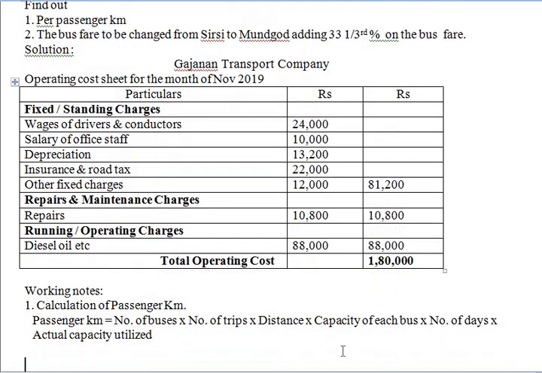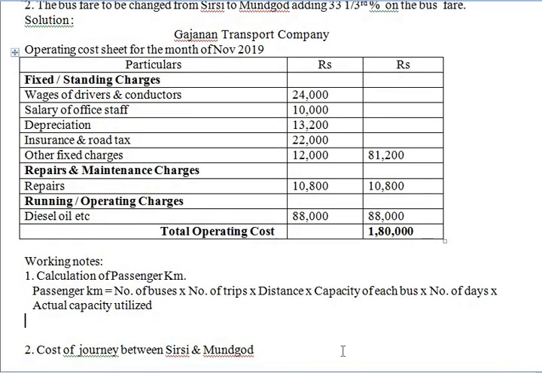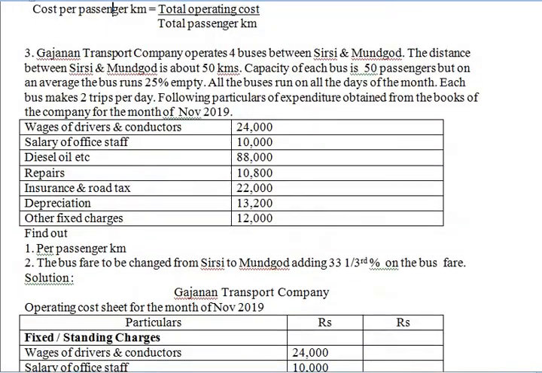Okay, so working note. First working note, calculation of passenger kilometer. So you all know the formula. Passenger kilometer is equals to number of buses into number of trips into distance into capacity of each bus into number of days into actual capacity utilized. Right? Okay. Now go through the problem.